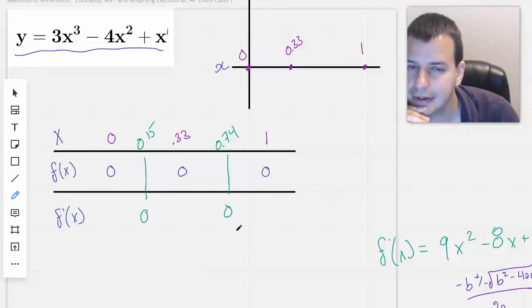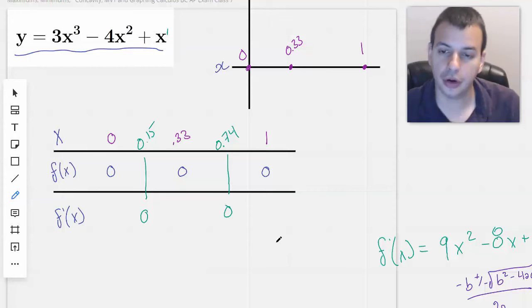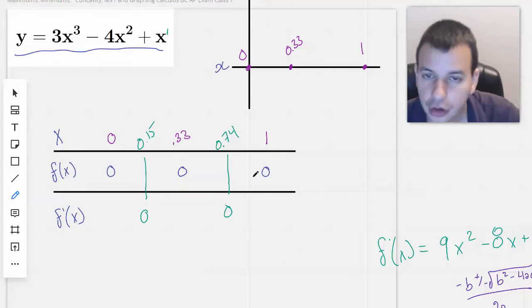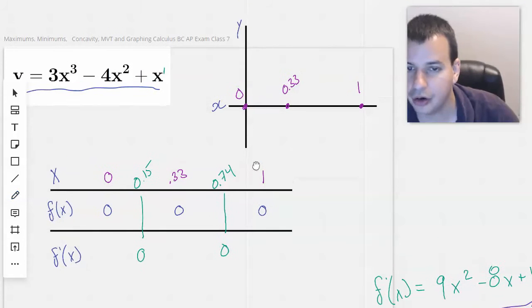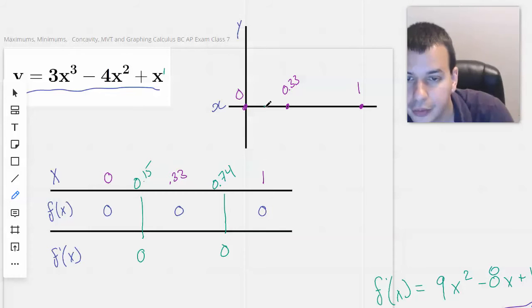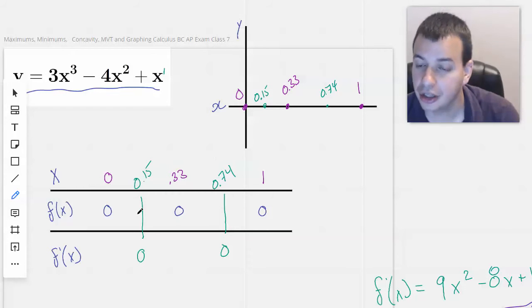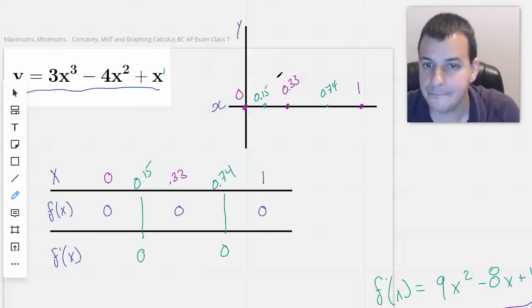So now, what we want to do is, we know that if we put these on our graph, we have our 0.15 and we have our 0.74. I'll put a 0 here just so it looks consistent. We know that we have either a max or a minimum.